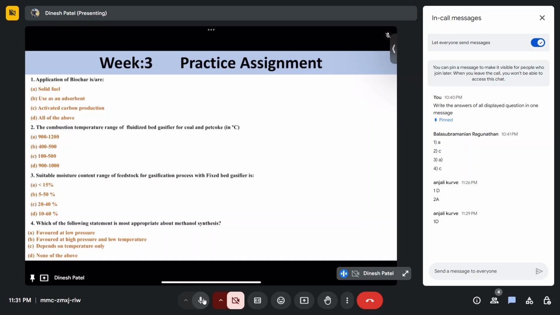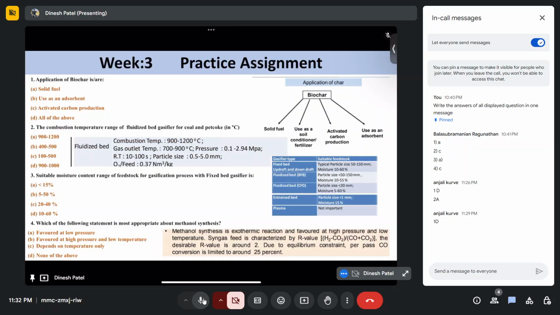So let's see the answer of this. The application of biochar. As you can see, biochar is used as a solid fuel, fertilizer, activated carbon production, and as an absorbent. Correct answer is D, all of the above.